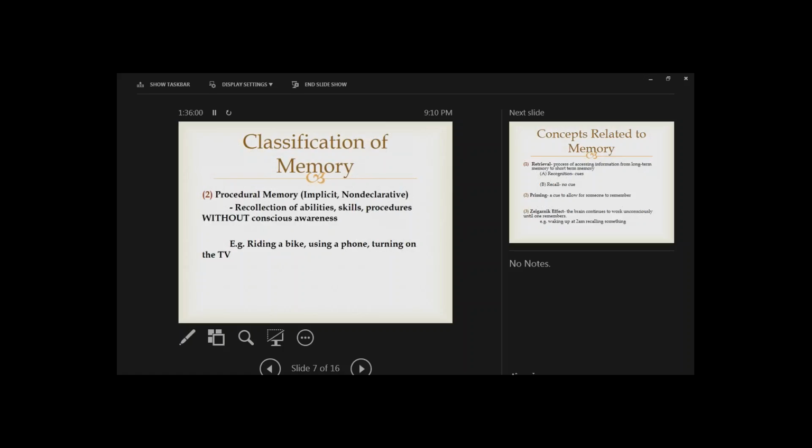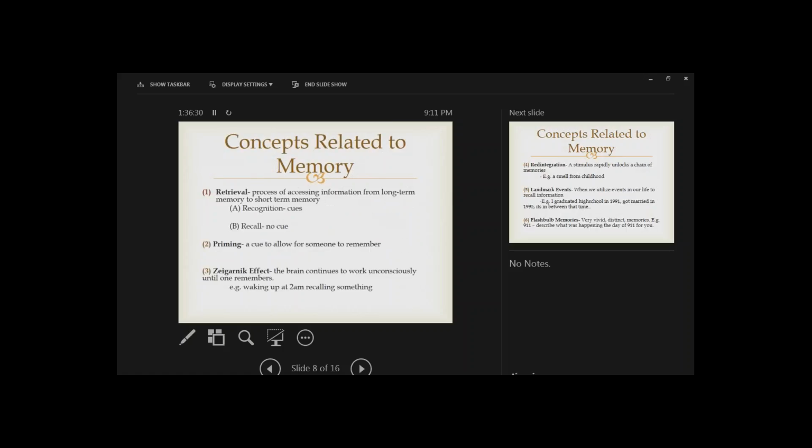So again, declarative is going to be your explicit memory, right? And it's going to have semantic and episodic. Semantic, you're going to remember facts, meaning, whereas episodic is going to be autobiographical information, right? Tell me about your 21st birthday. Tell me when you got married. Tell me all of that.